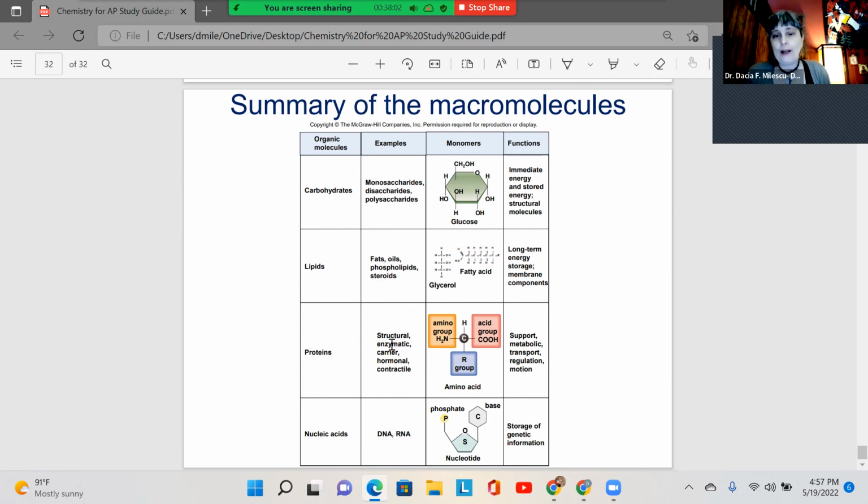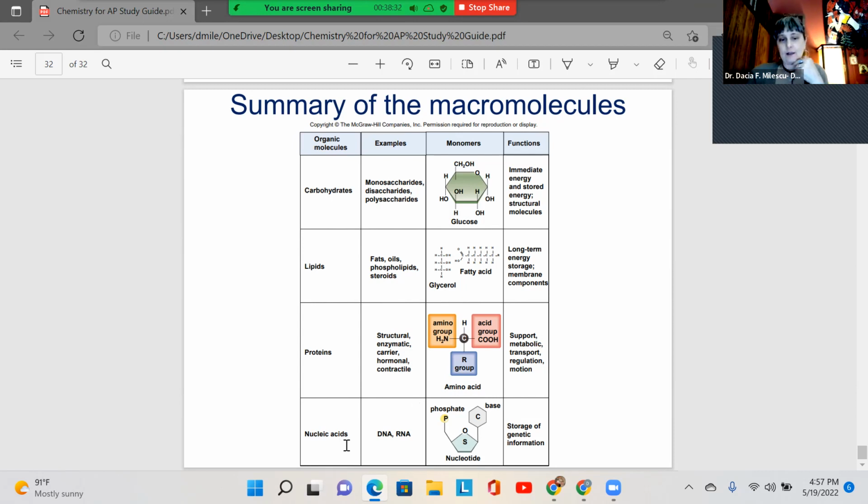Great. What about proteins? Proteins are going to be super, super important for your body. Even your immunoglobulins, your antibodies that fight infection, are made up of proteins, okay? So proteins can be enzymes, carriers, hormones. Proteins have a huge role in the body. What are they made up of? Amino acids. What do they partake in function-wise? Metabolic reactions, transportation, regulation, motion, a lot.